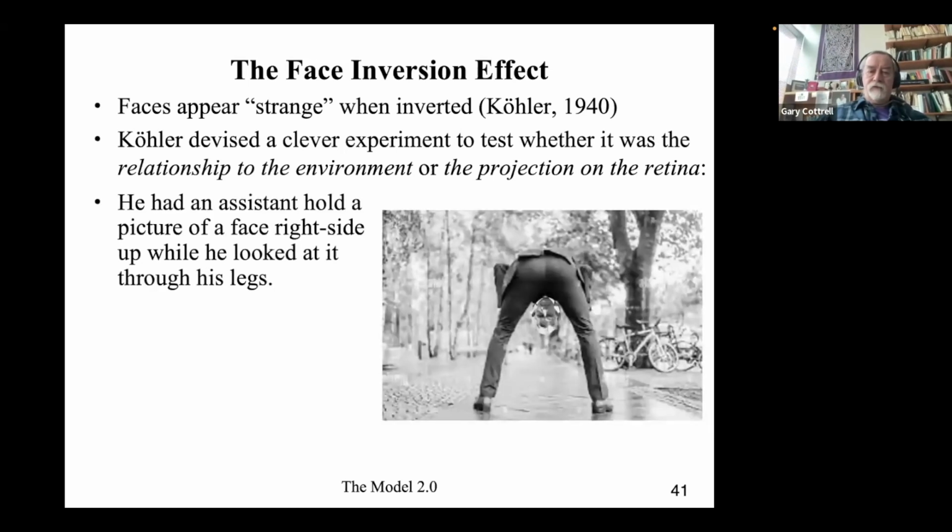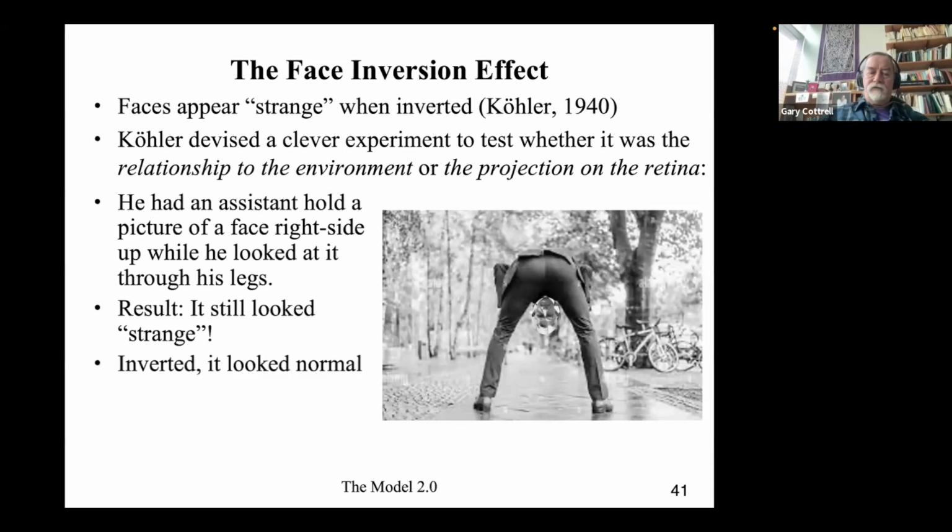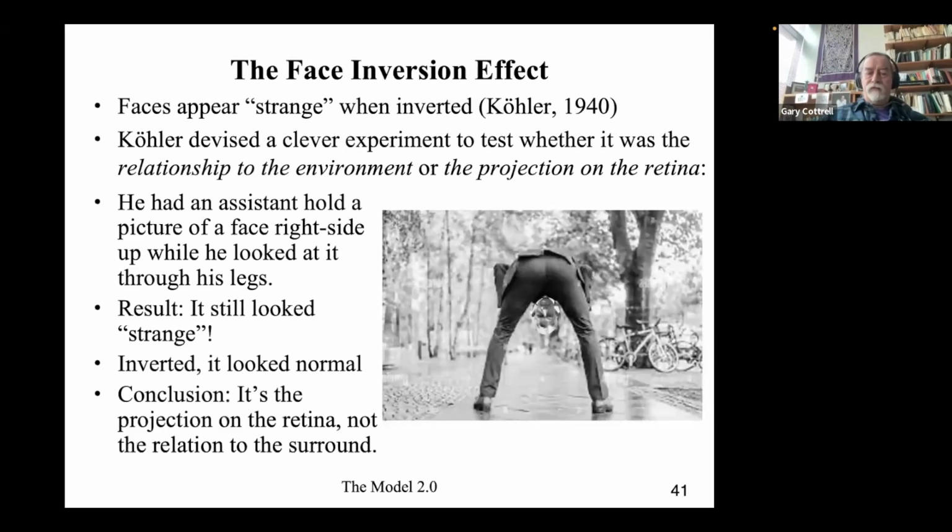So he did the following experiment. He bent over and looked through his legs, and that's Kohler's face there, pasted into this. And he had an assistant hold up a picture of a face right side up while he looked at it through his legs. And it still looked strange. But when the assistant inverted the face, it looked normal. So his conclusion from that was that it's the projection on the retina, not the relationship to the surrounding environment.